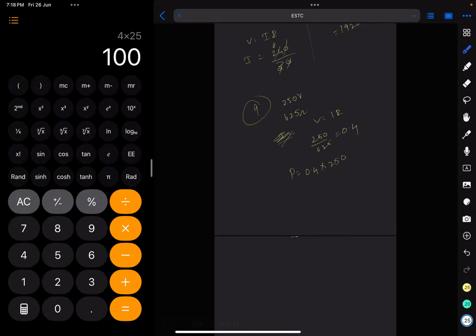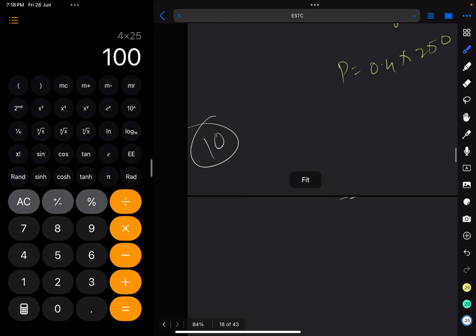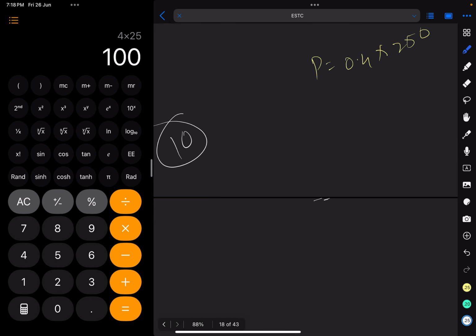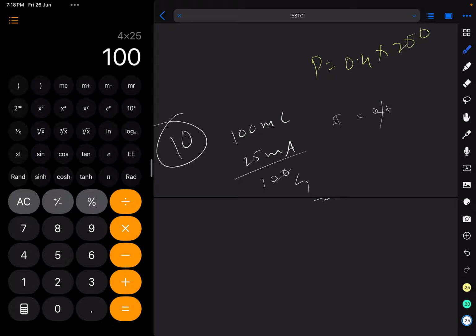10th question. How long does it take in seconds for 100 millicoulomb to cause 25 milliampere? I is equal to Q by T, no? Okay, 25 by 100. So 1 by 4. 1 by 4 is 2.2.